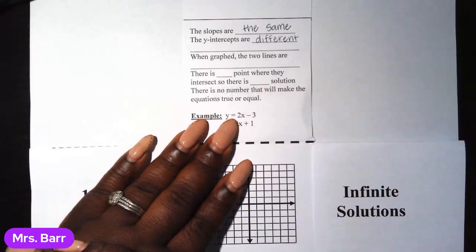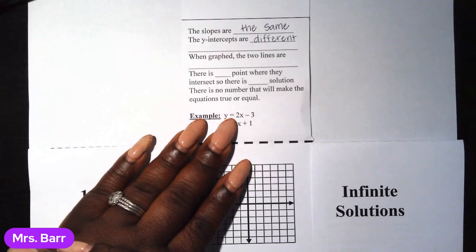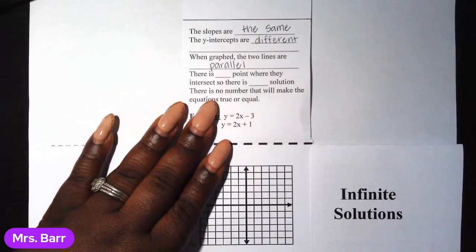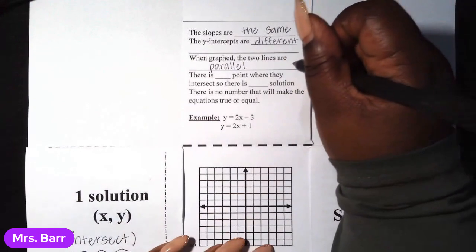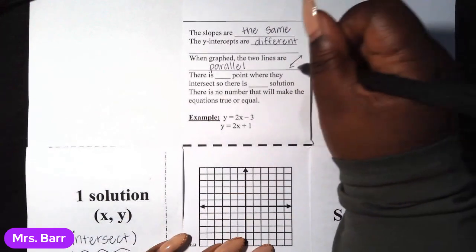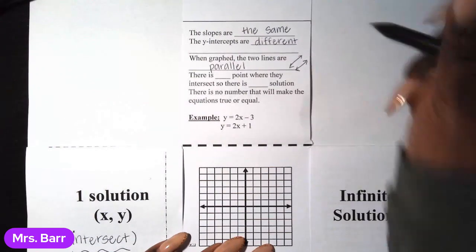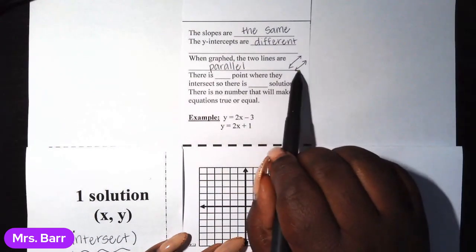So the slopes are the same, but the y-intercepts will be different. When you graph the two lines, they are going to be the opposite of what happens when you have one solution, which are parallel. So what does it mean for two things to be parallel? That means that the two lines don't what? They don't touch, right? So here to here, these two lines will never touch. They're parallel.